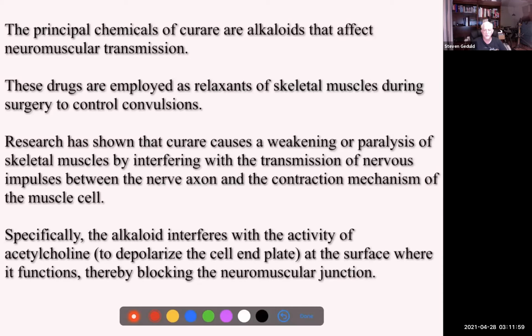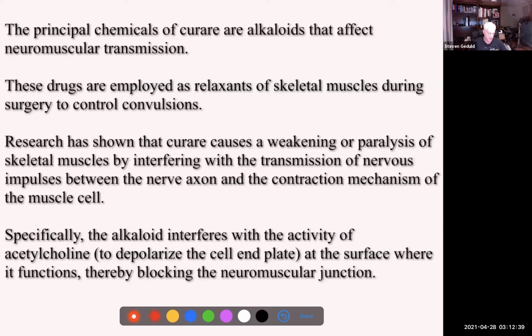The alkaloid interferes with the activity of acetylcholine to depolarize the cell's end plate at the surface where it's functioned, thereby blocking the neuromuscular junction. So curare blocks acetylcholine from getting to the receptor. In other words, acetylcholine can't bind to the receptor, so the curare takes its place. Now we use it in surgery, and it causes paralysis. It stops the acetylcholine from transmitting across the junction and stimulating the muscle to contract.